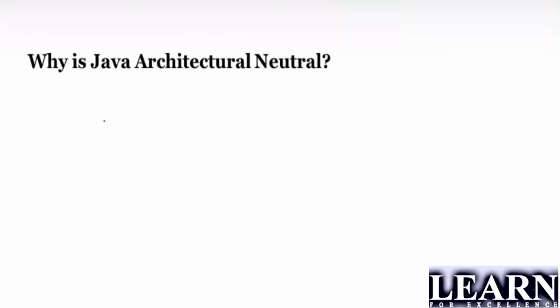Why is Java architectural neutral? Why is Java called architectural neutral? It means it doesn't depend on the system architecture. It is neutral. It can be used anywhere. That is why we used to call Java WORA, write once, run anywhere, because of the architecture neutral.